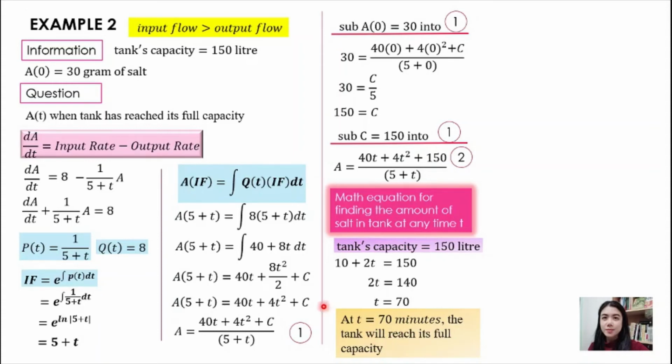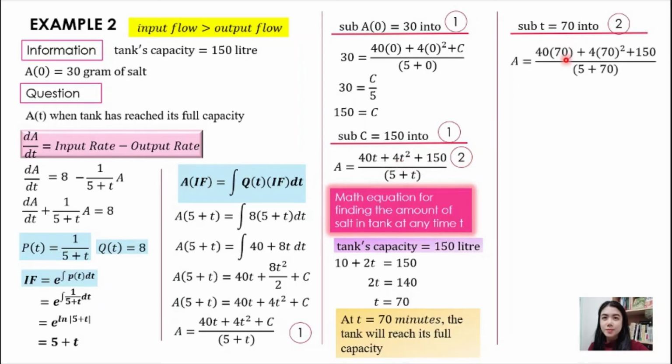But the thing that we are interested to know is the amount of salt. So how are we going to know the amount of salt in the tank? That is through substitution. You're going to substitute your time equal to 70 into your equation number 2. So substitute the t here equal to 70. Then we have this one. Then simplify it. That is the value of A.